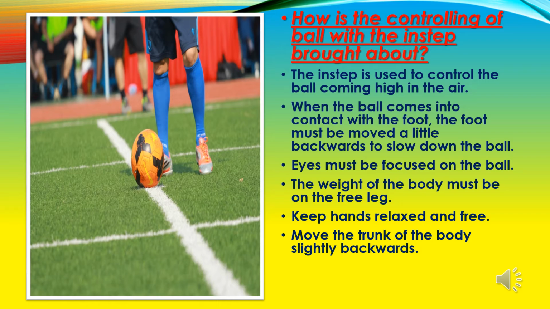How is the controlling of ball with the instep brought about? The instep is used to control the ball coming high in the air. When the ball comes into contact, the foot must be moved a little backwards to slow down the ball. Eyes must be focused on the ball. The weight of the body must be on the free leg. Keep hands relaxed and free. Move the trunk of the body slightly backwards.